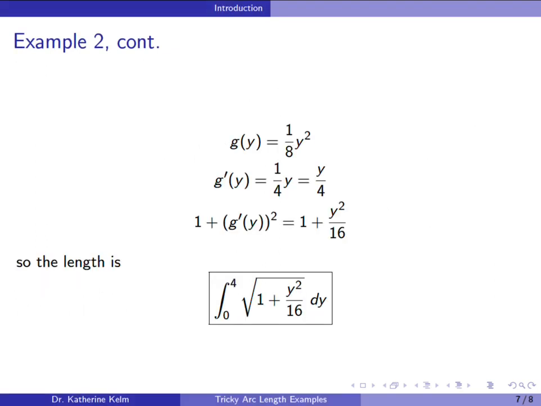So to use the formula, we need to take the derivative of g of y. Then 1 plus the derivative of g of y all squared is 1 plus y squared over 16. So the length is the integral from 0 to 4 of the square root of the quantity 1 plus y squared over 16 dy. This is a valid integral that represents the length of the curve.